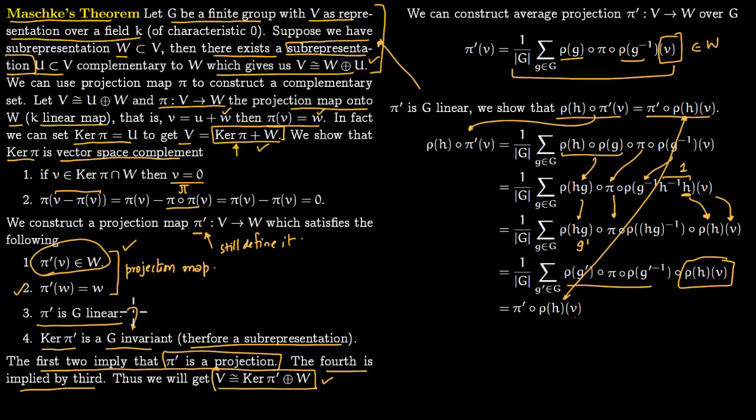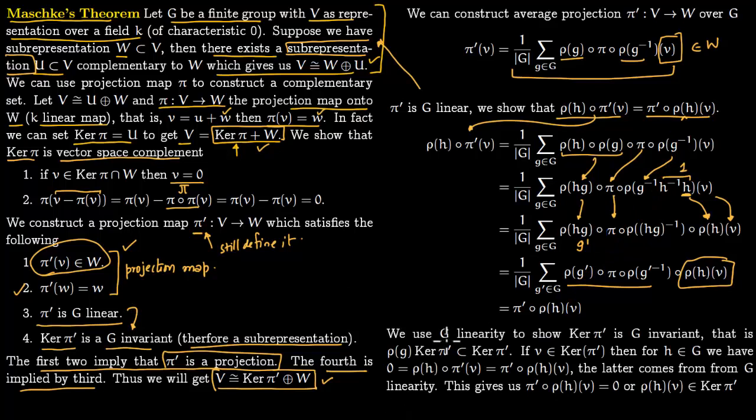So we have shown that pi prime is G linear. Now we use this G linearity, that is number 3, to prove number 4, that kernel of pi prime is G invariant. This is what we have to show. Rho of G of kernel of pi prime lies within kernel of pi prime, or more precisely, if V lies within kernel of pi prime, and say H is an element of G, then we have to show that rho H acting on this V lies in kernel of pi prime, which essentially means we have to show that pi prime acting on this rho H of V is 0. This is what we have to show for G invariance of the kernel of pi prime. So this is just the definition. So let us start.